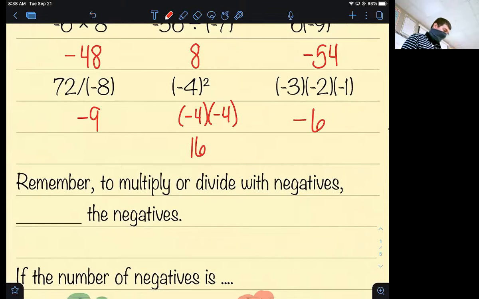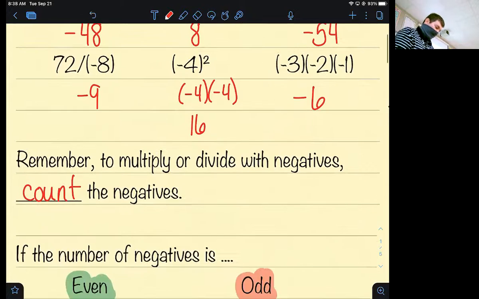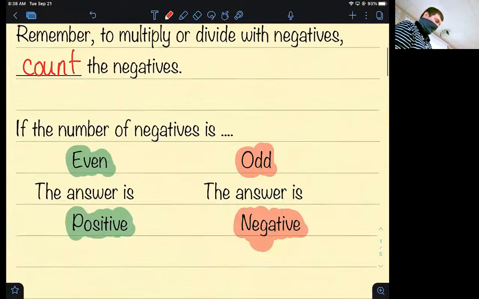Remember, to multiply or divide with negatives, we have to count the negatives. And assuming that you guys can count up to probably 3, which is the most we had to count to in this, you should be good in tonight's homework. Just have to count. Do I have 1 negative? Make the whole answer negative. Do I have 2 negatives? Make the whole thing positive. Okay, that's what I'm doing. We just talked about these rules.